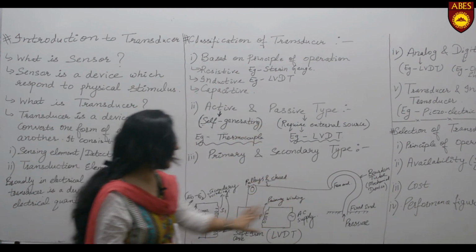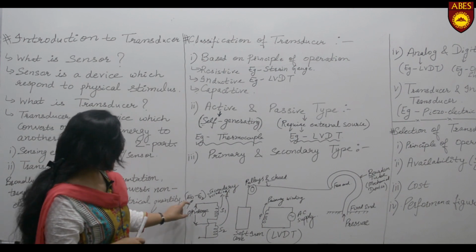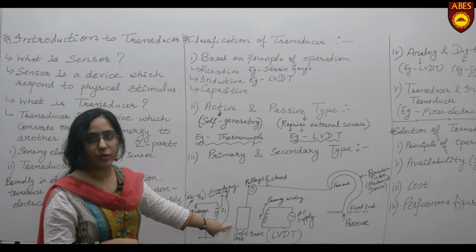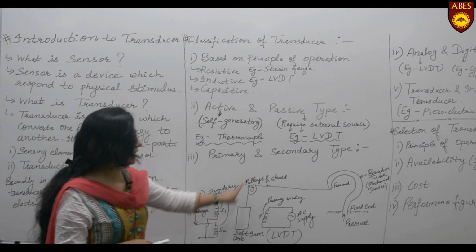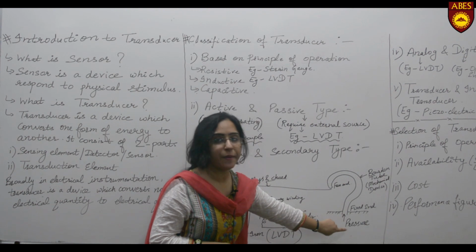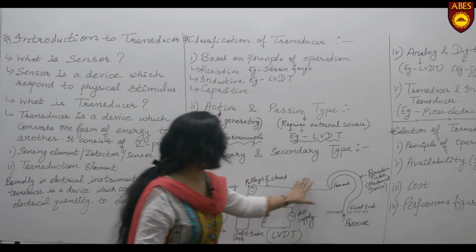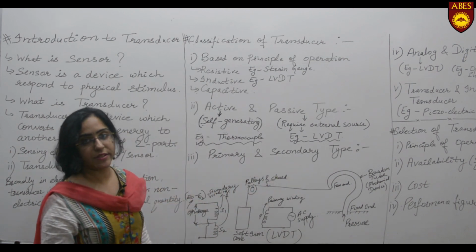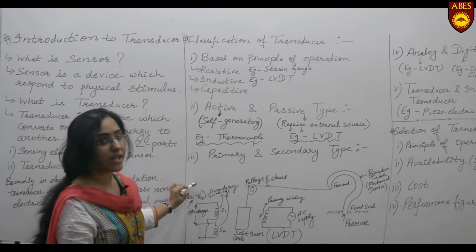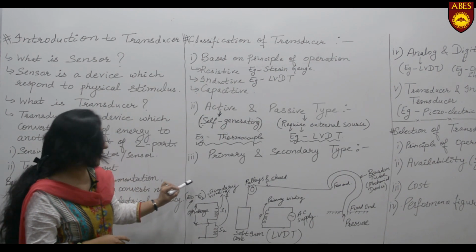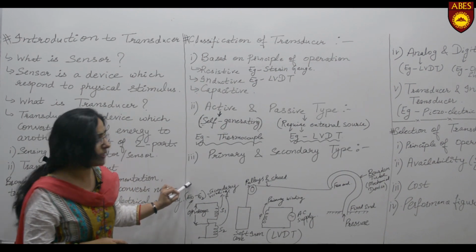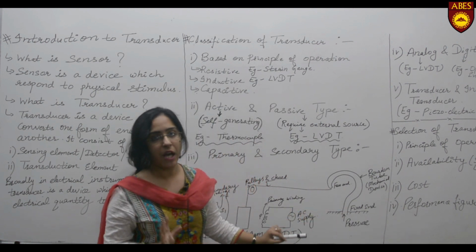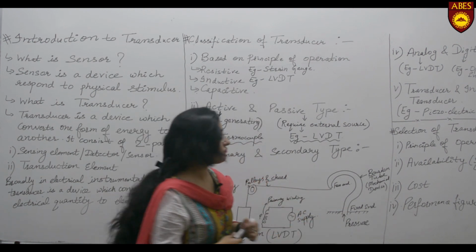Now in this diagram we can see the output voltage is directly proportional to the displacement of the soft iron core, and soft iron core displacement is directly proportional to the pressure. In this way, this is working as the primary transducer and this is working as the secondary transducer, where the secondary transducer is giving you the electrical output as the differential output of the voltage, whereas the primary transducer is giving you just the mechanical output as the displacement.